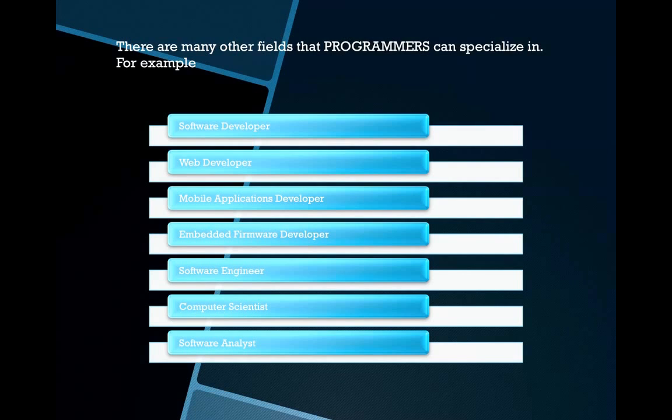There are many other fields that programmers can specialize in. For example, software developers, web developers, mobile application developers, embedded firmware developer, software engineer, computer scientist, software analyst. There's lots of fields here and there's many different variations on each one. So you could have software developers that are also software analysts. You could have a software engineer that's also an embedded firmware developer.